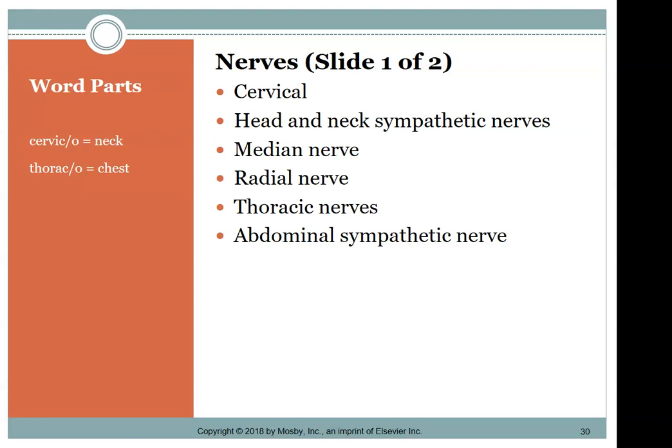The myenteric plexus, also called Auerbach's plexus, is a primary nervous supply to the digestive system. The pelvic splanchnic nerve regulates the evacuation of the bowels. The meissner plexus, the submucous plexus, functions to innervate smooth muscle, while the abdominal aortic plexus surrounds the abdominal aorta. And your word parts: cervical is neck, and thoracic is chest.